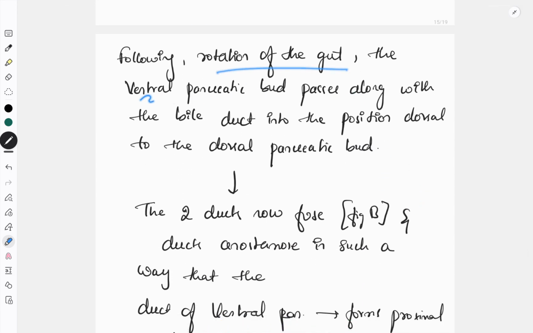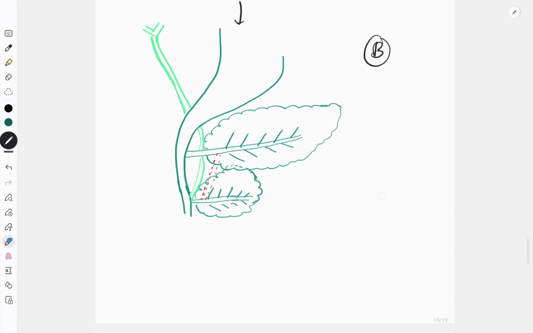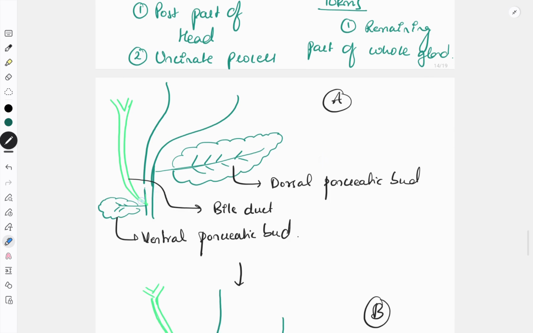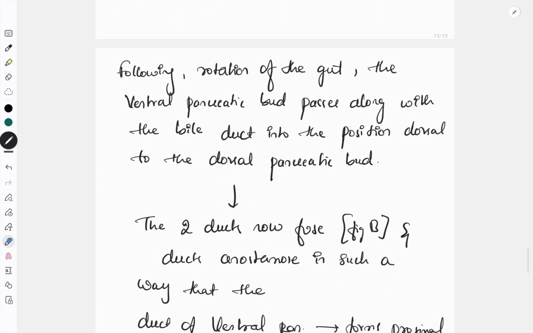Following the rotation of the gut, the ventral pancreatic bud passes along with the bile duct into the position dorsal to the dorsal pancreatic bud. It moves dorsal to the dorsal pancreas. This is the dorsal pancreatic bud, right? It moves behind it, dorsal to the dorsal pancreatic bud, along with the bile duct. So look over here. The bile duct was also this side. These two together flip because of the rotation of the gut, and they come this side and lie dorsally to the dorsal pancreatic bud. That is, behind it, is what I mean.